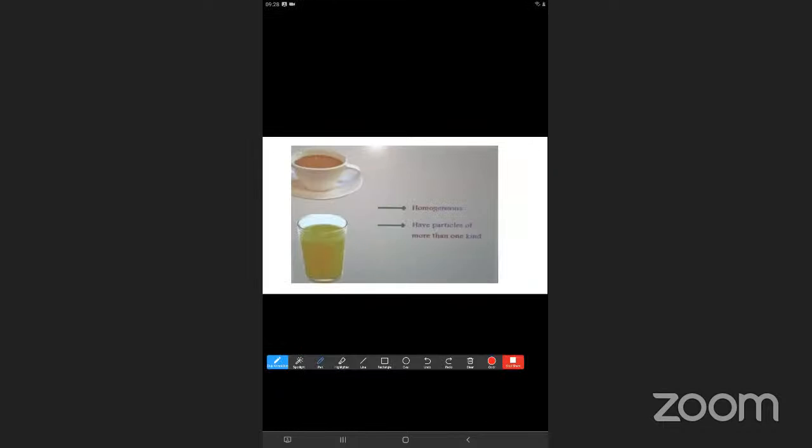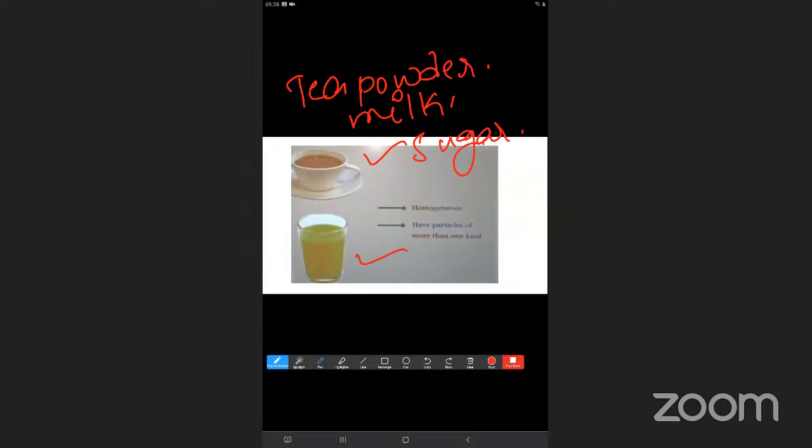Now see here, this is tea and this is orange juice. To prepare tea, what do we need? Tea powder or tea leaves, milk, sugar and water, right? Some amount of water. In this, tea powder, milk, sugar and water are mixed in different proportions. The ratio is not fixed to prepare the tea.